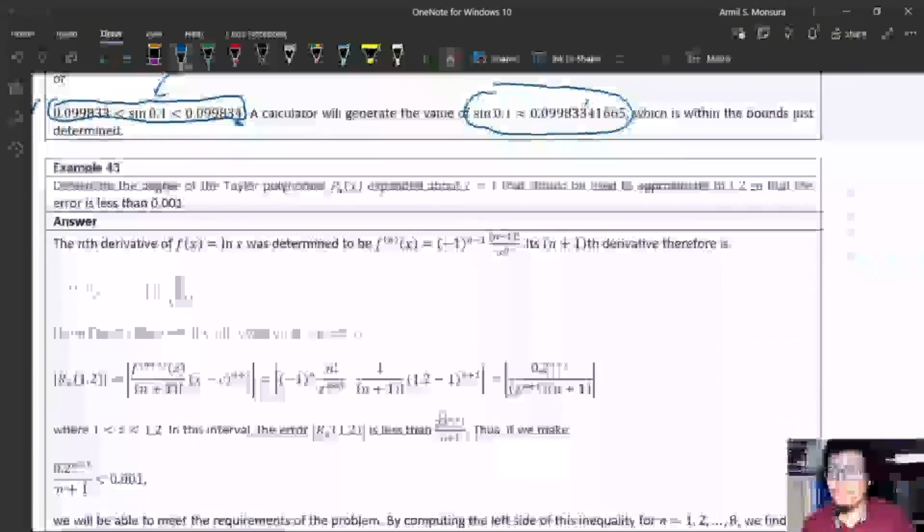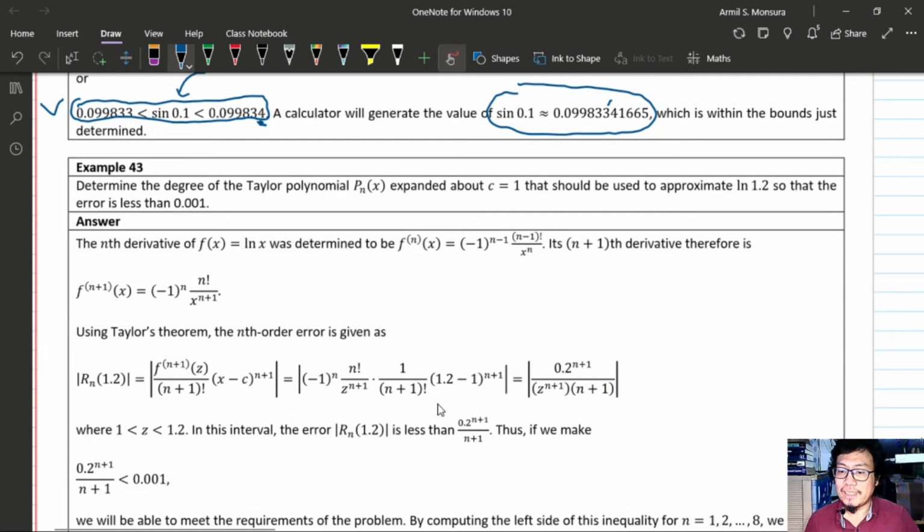Now let's try to understand it further by examining example 43. Let's determine the degree of the Taylor polynomial expanded about c = 1 that should be used to approximate ln of 1.2 so that the error is less than 0.1. Here the thing is that we will do the reverse. We are given the error. The question is how much condition do we have to pose on our Taylor polynomial to be able to approximate it with that specified error.